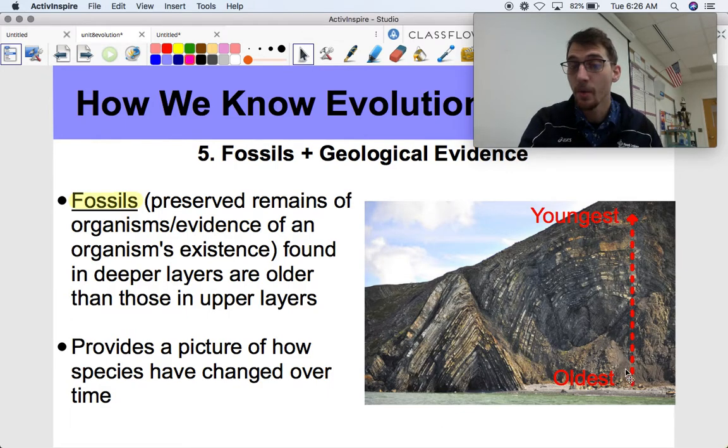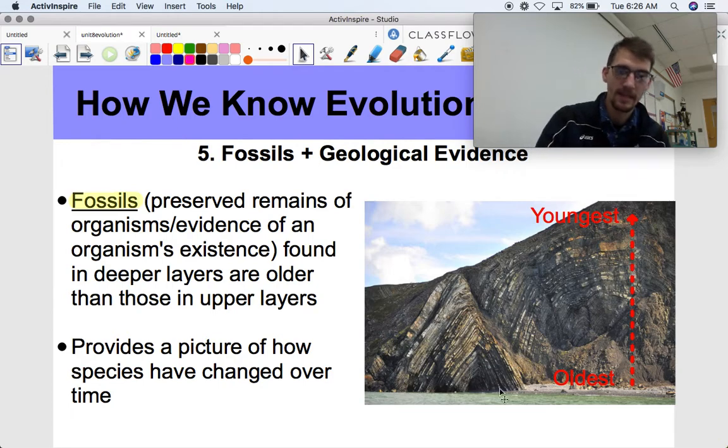And then you can tell which ones are older and which ones are younger based on which ones are buried deeper in the rock layers and which ones are younger based on their relation to the surface here. And by studying differences between the older fossils and the younger fossils, you can get a larger picture of how a species has changed over time, or how groups of species have changed over time. They get slightly modified from one generation to the next, to the next generation. That's descent with modification, and that's very evidenced by these fossils. So as I said down here, it provides a picture of how species have changed over time.